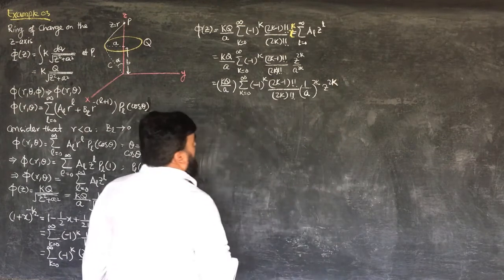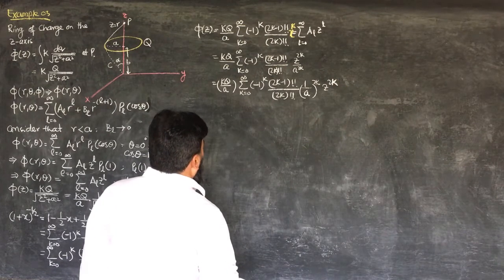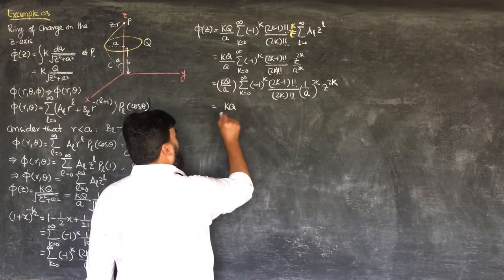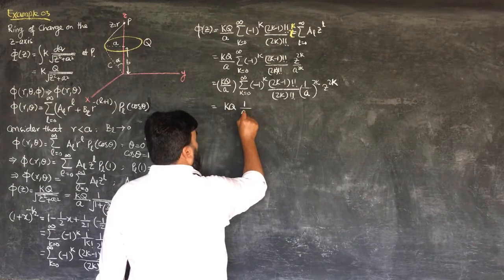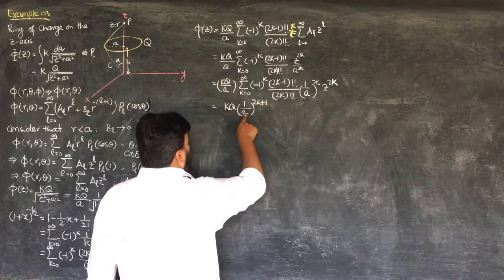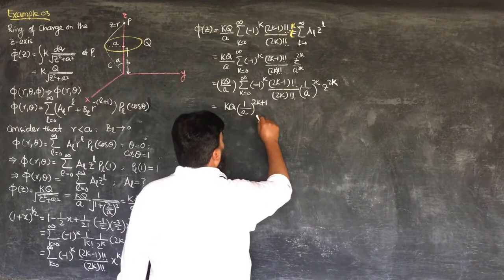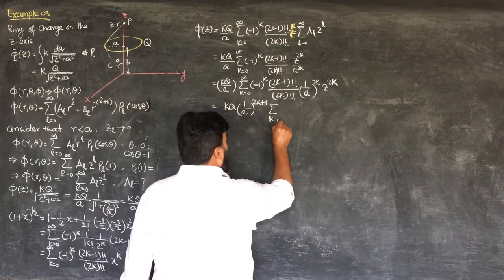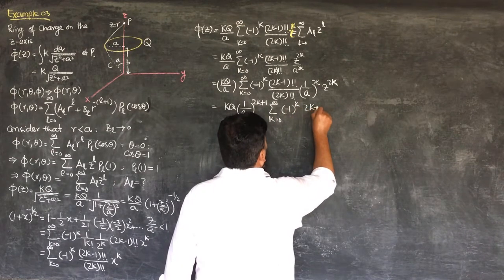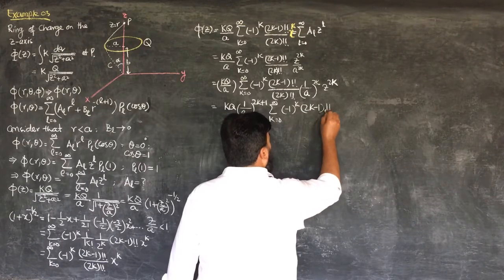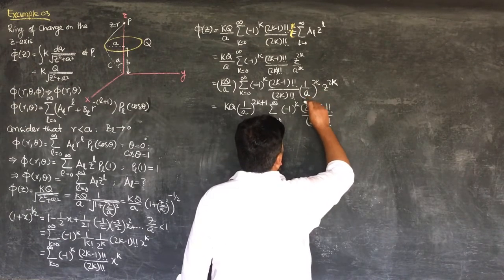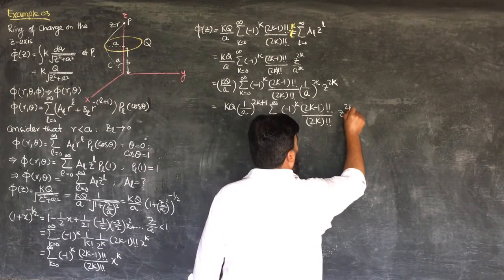So z to the power 2k here, and now I can write that kq and 1 over a to the power 2k plus 1, because this 2k is here and 1 is here, so 2k plus 1, summation on k from 0 to infinity, minus 1 to the power k, (2k minus 1) double factorial divided by (2k) double factorial, and here this is z to the power 2k.